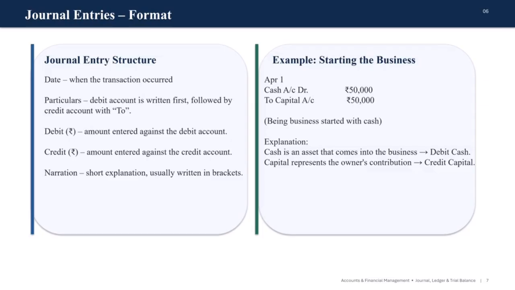Now let us understand the journal entry format. A journal entry contains date, particulars, debit amount, credit amount and narration. For example, when the owner starts the business with 50,000, cash account is debited because cash comes into the business, and capital account is credited because the owner invests money in the business.